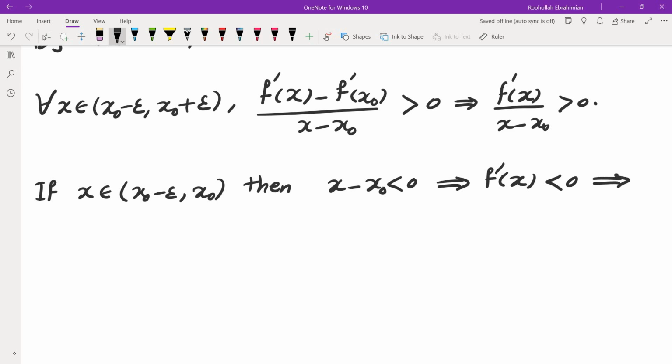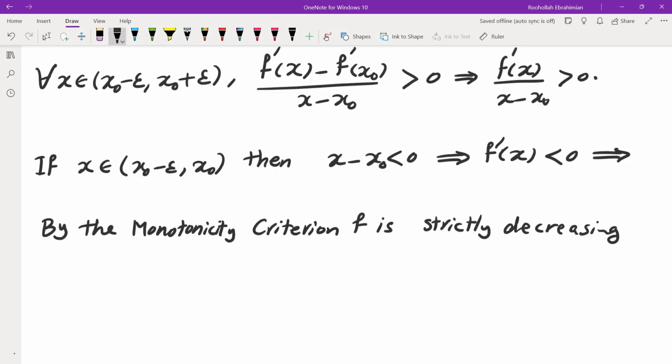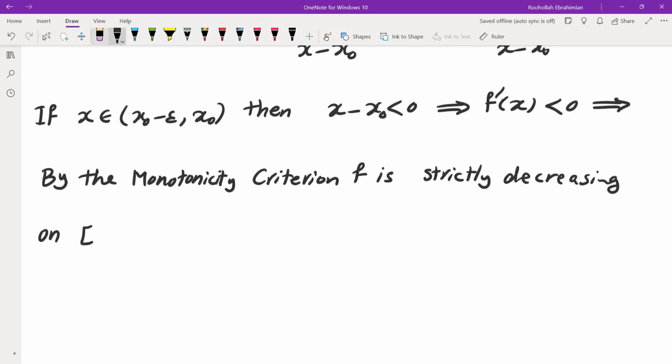But if the numerator is negative, if the f prime is negative, by the monotonicity test, by the monotonicity criterion, f is strictly decreasing on the interval x0 minus epsilon to x0, and this means f of x is greater than f of x0.